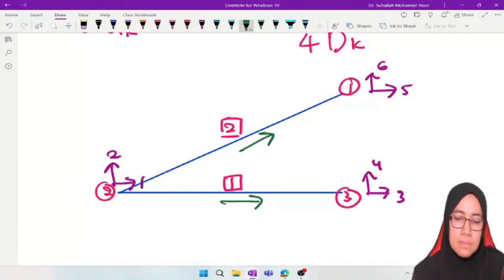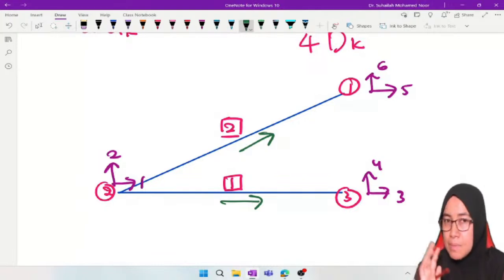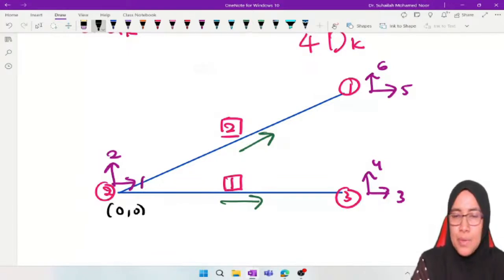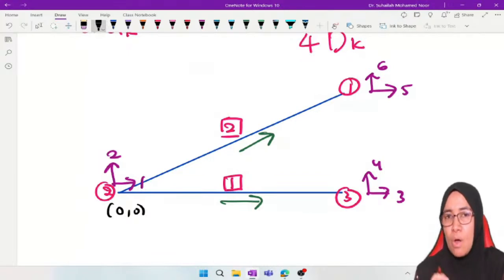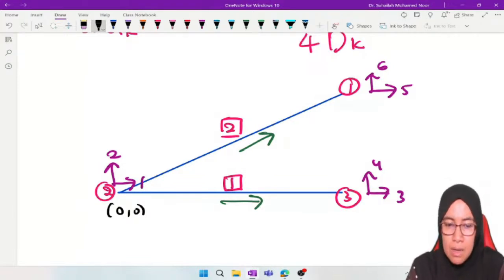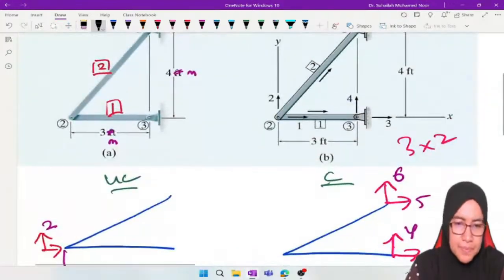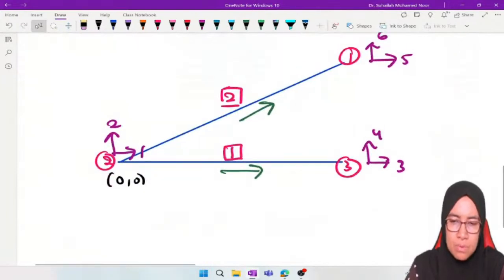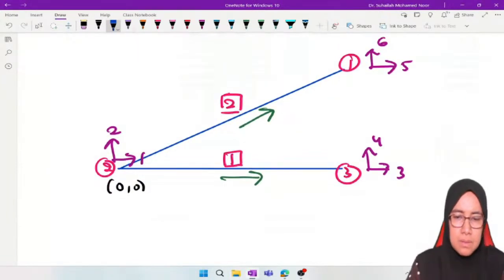And lastly, item number 5 is the coordinate. So we have to put the coordinates. Normally we will choose one node as the origin, and we will label the others based on the origin that we have chosen.